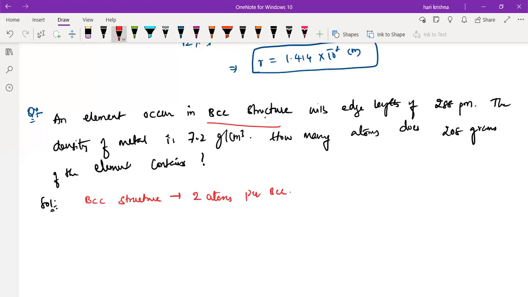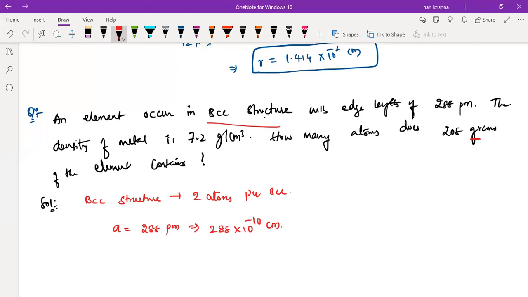Okay, edge length is given, the a value, that is 288 picometers, and here they have given density in grams and centimeters, so we have to convert into centimeters. How to convert that? 288 into 10 power minus 10 centimeters, right?